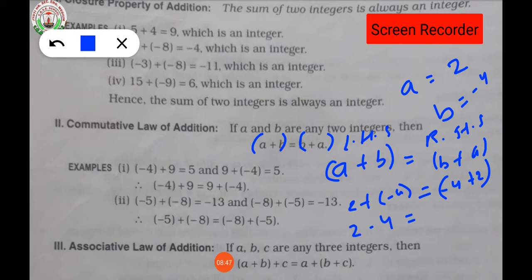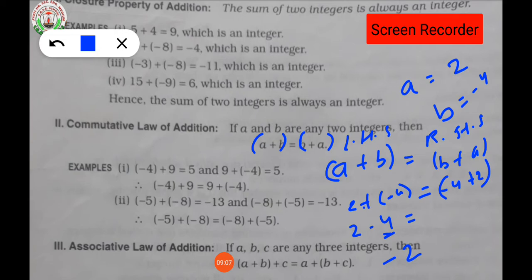Last year you had already studied how to solve integers, isn't it? That is, plus and minus will become minus. So 2 minus 4 will be minus 2. Why does minus 2 come? Because 4 is a greater number than 2, and the sign of the greater number comes in the answer. That's why it will be minus 2.